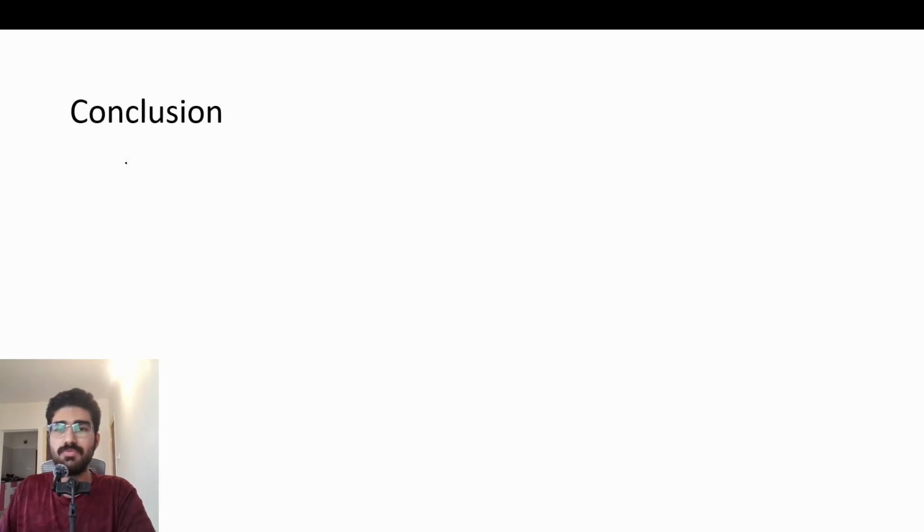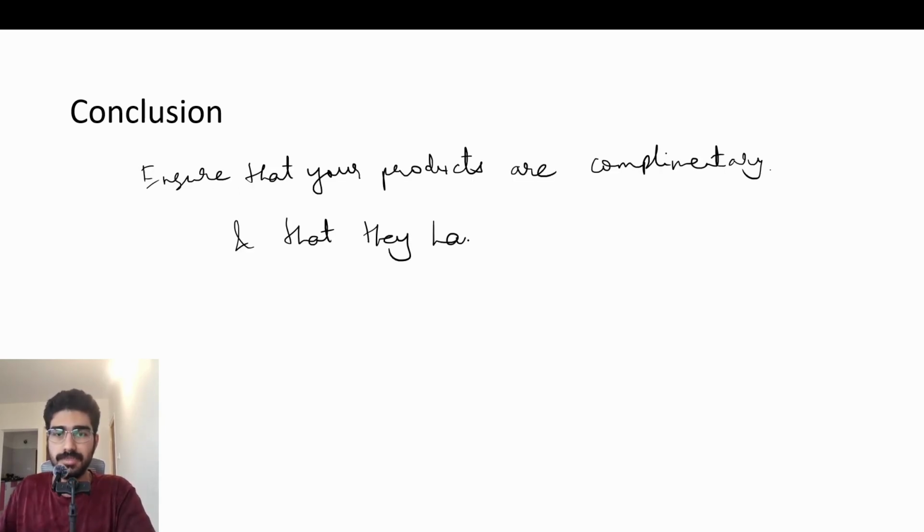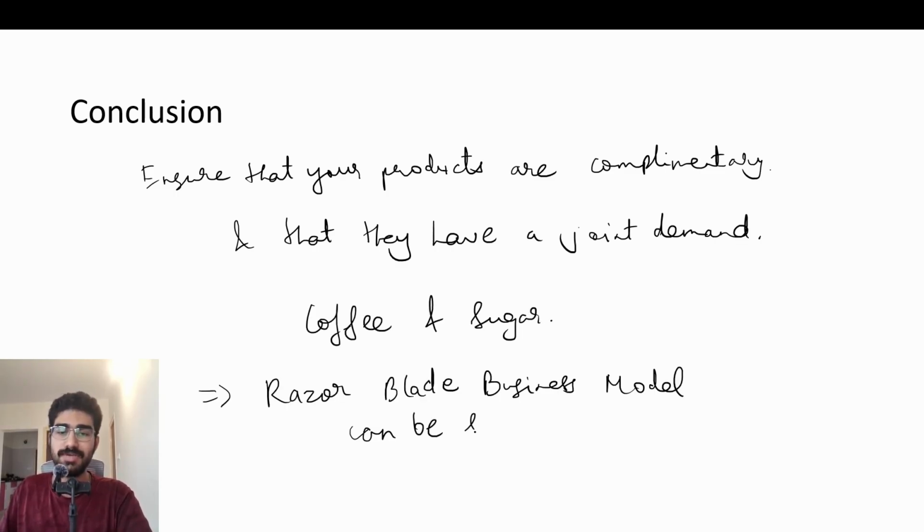So the conclusion that I want to make about the razor blade business model is that if you want to try out the razor blade business model for your company or for your products, you have to ensure that your products are complementary. They have a joint demand, just like coffee and sugar. And that is the only way that your razor blade business model can be successful.